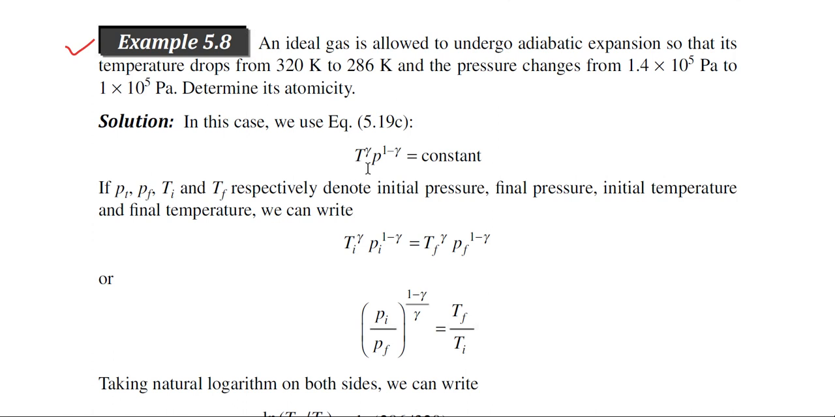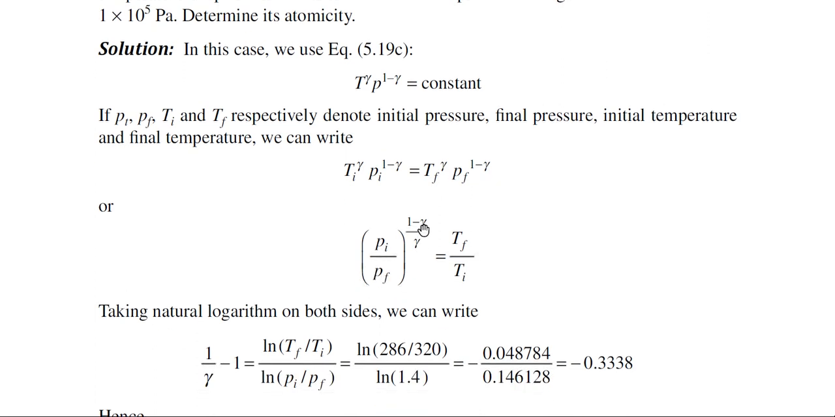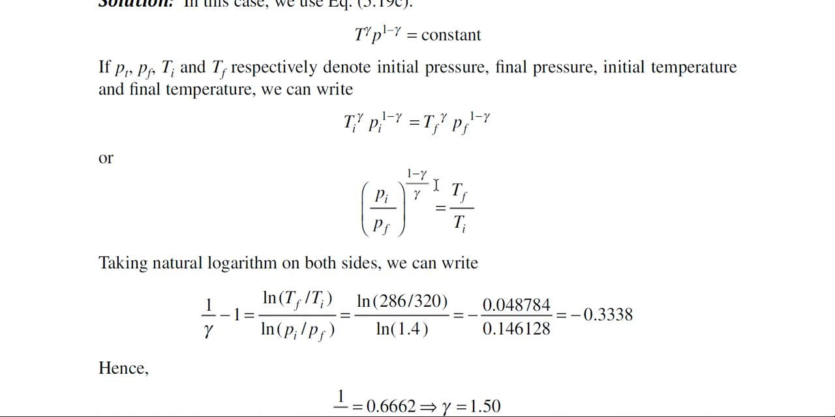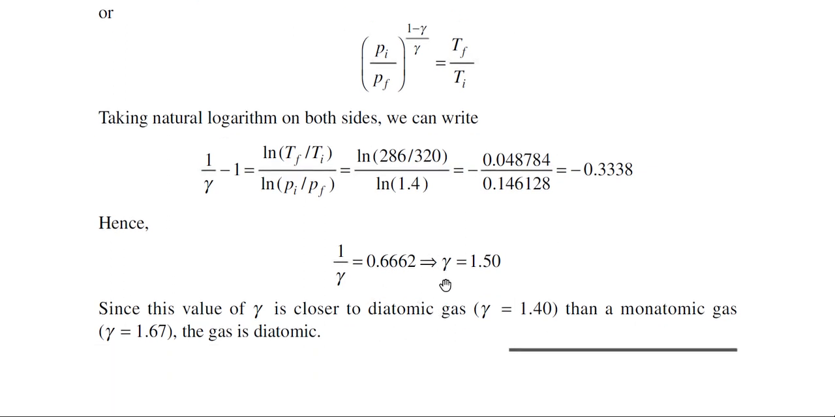This particular relation is T to the power gamma into P to the power 1 minus gamma is equal to constant. So, Ti to the power gamma, Pi to the power 1 minus gamma is equal to Tf to the power gamma, Pf to the power 1 minus gamma. So, Pi by Pf to the power this one is equal to Tf by Ti. Now, you see in the problem, the values of initial and final pressure and initial and final temperatures are given. So, the only thing left is gamma. So, we can calculate gamma from this relation, and the value of gamma comes out to be 1.5.